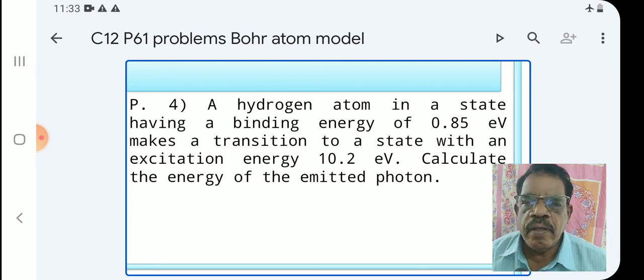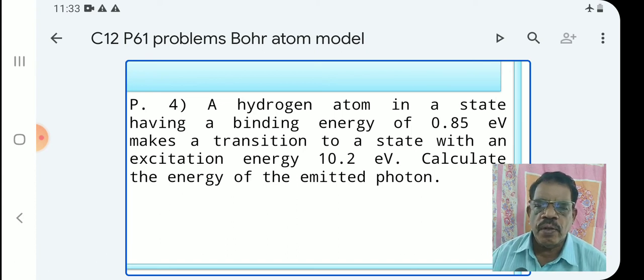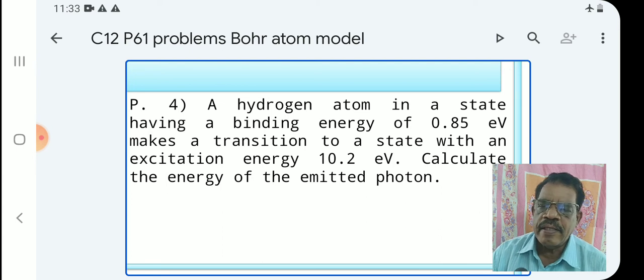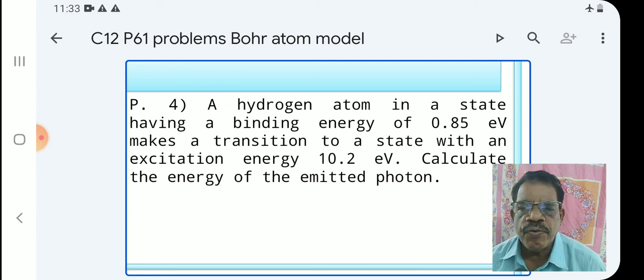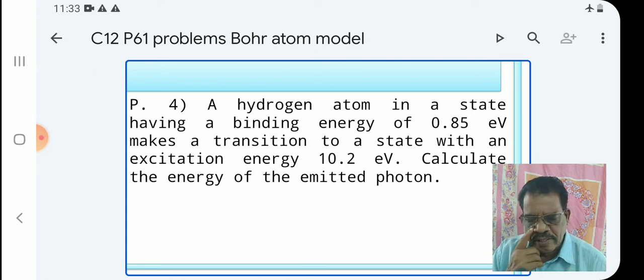A hydrogen atom in a state having a binding energy of 0.85 eV makes a transition to the state with an excitation energy 10.2. Calculate the energy of the emitted photon. Excitation energy 10.2 corresponds to the -3.4 state. Ground is -13.6, and first excited or second level is -3.4. The difference between 3.4 and 13.6 is 10.2.